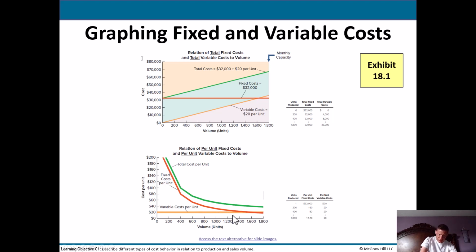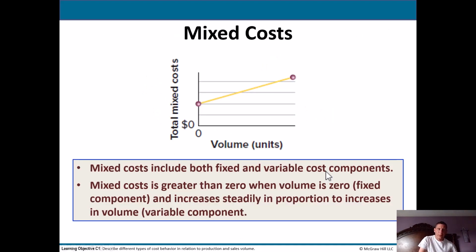They will never actually touch the x-axis, obviously. They will approach it, but they will never actually touch it. And then we have what we call mixed cost. So mixed cost is what it sounds like. It's mixed between, it has a variable and a fixed component.